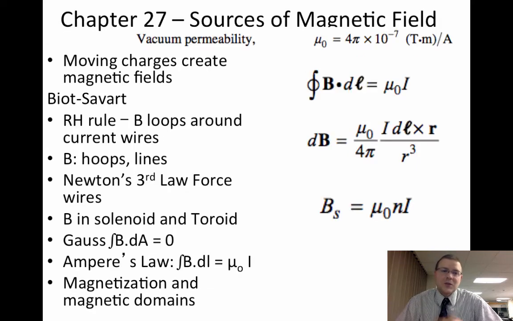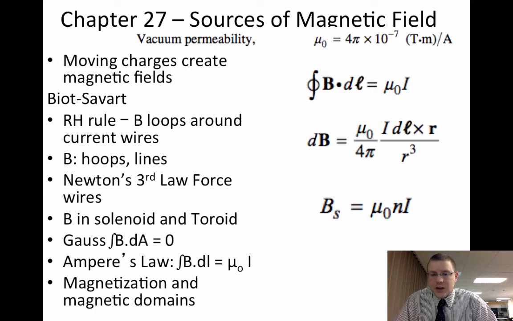So once we did a bunch of problems with magnetic fields in the first chapter, the second chapter wanted us to figure out where magnetic fields come from. And we found that magnetic fields came from moving charges. So from that, we used the Biot-Savart law. The Biot-Savart law is written there as dB equals mu 0 over 4 pi, I dl cross r over r cubed.